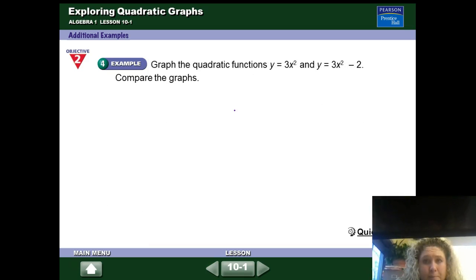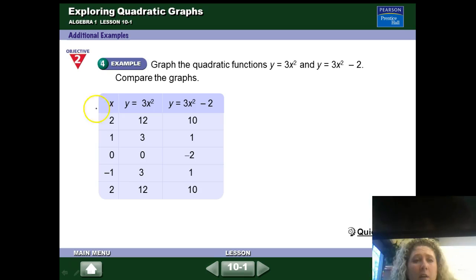In example 4 here, it says compare these 2 graphs. So what we would do is we create a table for my values. So plug in 2 into my first. So just notice I pulled this equation here. My first value is 2 for my x, so plug it in. 2 squared is 4. 3 times 4 is 12. Now we have to subtract 2. Minus 2, we get 10.